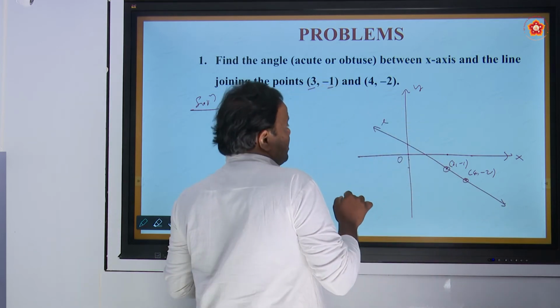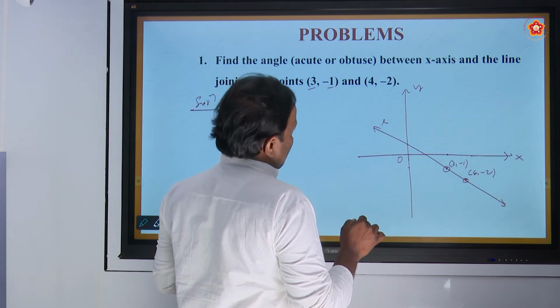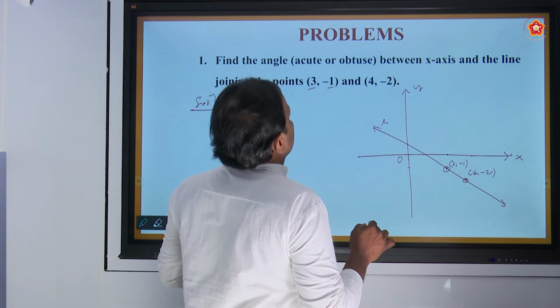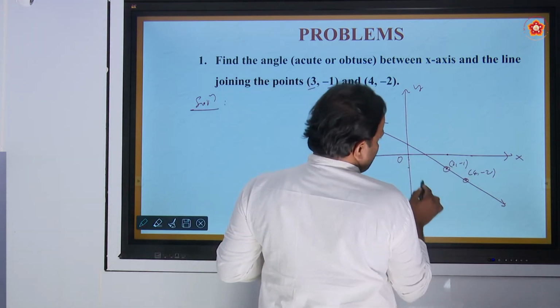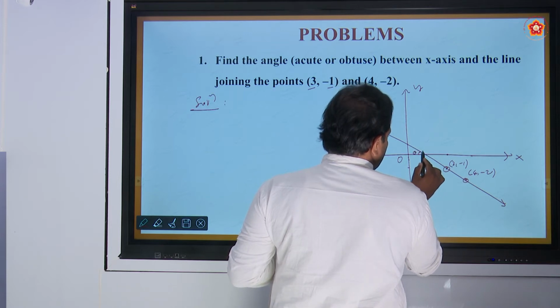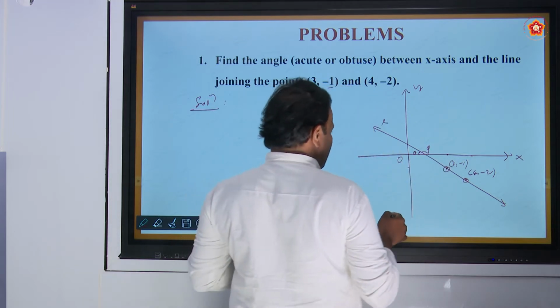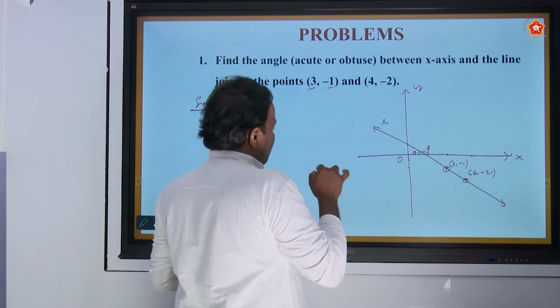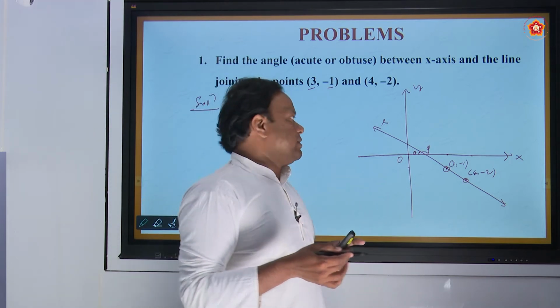So, what is the question? Find the acute or obtuse angle between the x axis and the line joining the points. Either we find this angle theta, or we find the other angle, which I call phi. What will it be, obtuse or acute? Observe here: what will the tan theta value be? We will see whether it is obtuse or acute.